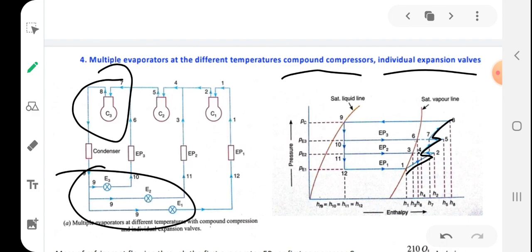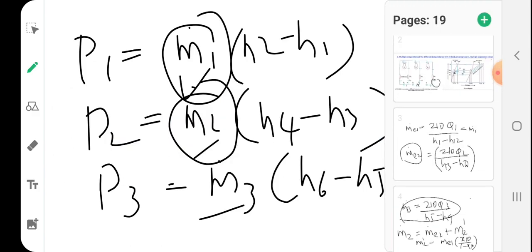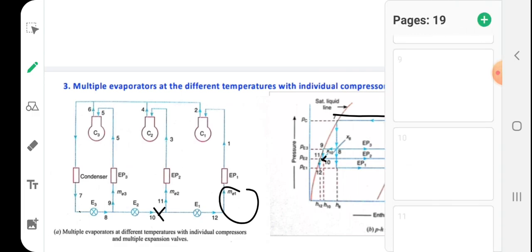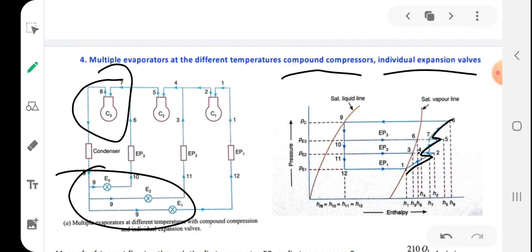In the previous case, all the outlet pressures are the same, so all the compressors are compressing to the same outlet pressure. But here they are compressing to an intermediate pressure, and then again compressing to another intermediate pressure, and the final compressor compresses it to the final condenser pressure. So they do not have the same outlet line. The compressors don't have the same outlet pressure line. That is the difference here.